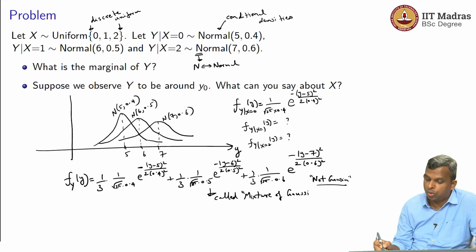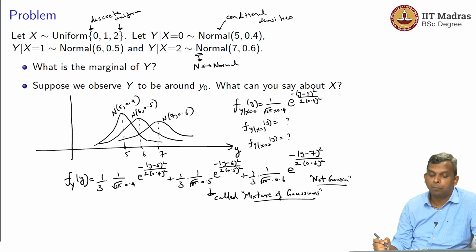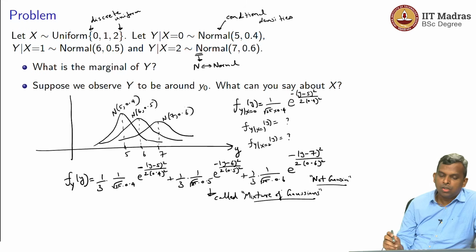Mixture of Gaussians, or Gaussian mixture, or mixture Gaussian. This is commonly used. It's actually quite a popular model. The Gaussian mixtures come up quite often in practice. These end up being very popular. Okay, so notice the second question.